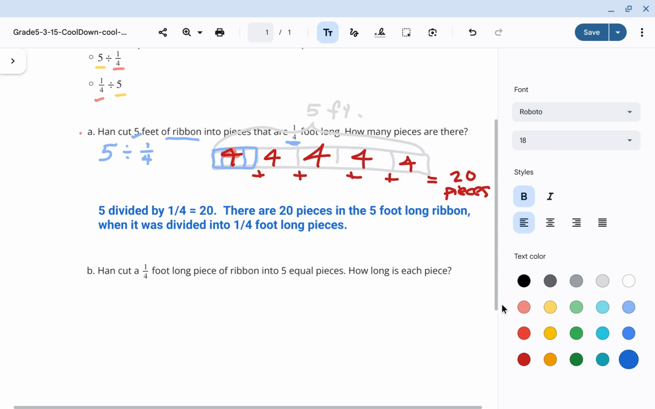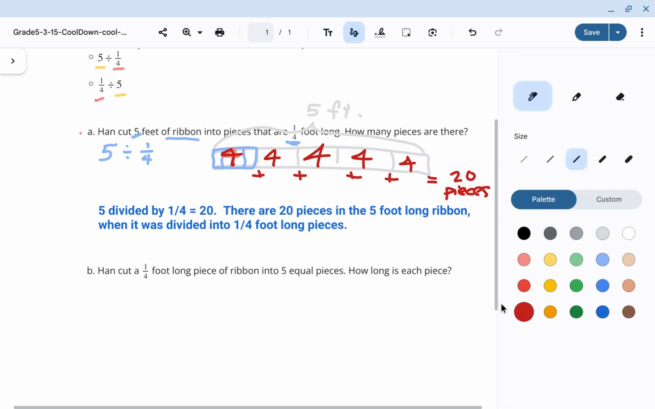Now let's go on to B. Now B should be this other situation here. Just by the process of elimination, I should find that this matches it, but let's indeed read it and make sense of that with our math mind. We have Han cut a 1/4 foot long piece of ribbon. He cut it into 5 equal pieces. How long is each piece?